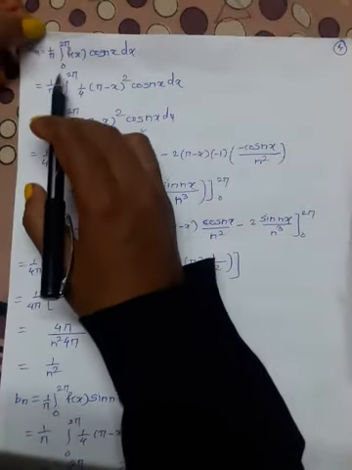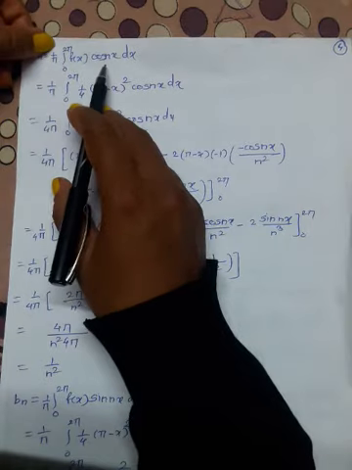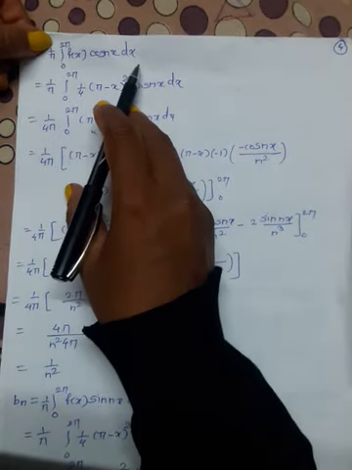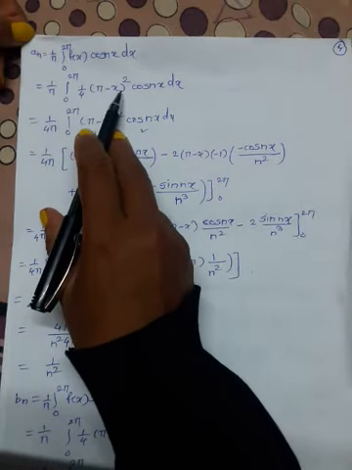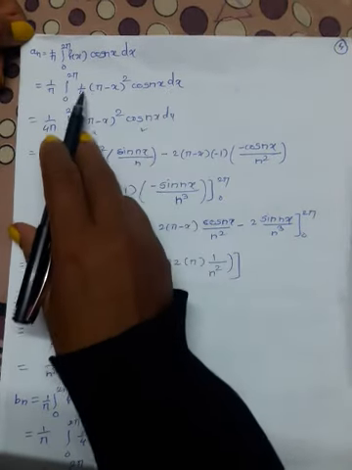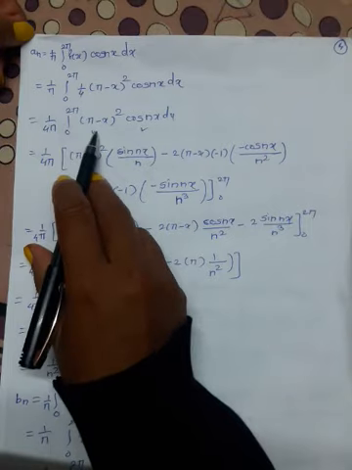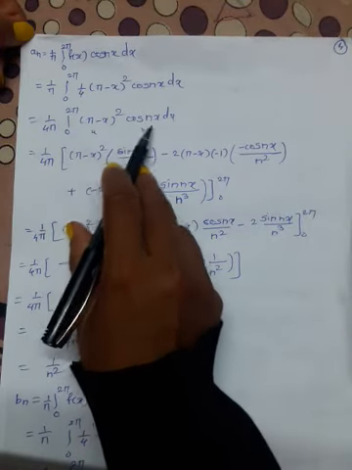An is equal to 1 upon 2 pi integration 0 to 2 pi f(x) cos nx dx. This is the formula for an. Put the value of f(x): 1 upon 4 bracket (pi minus x) bracket square cos nx dx. Now take 1 by 4 outside. The integration becomes (pi minus x) bracket square into cos nx.